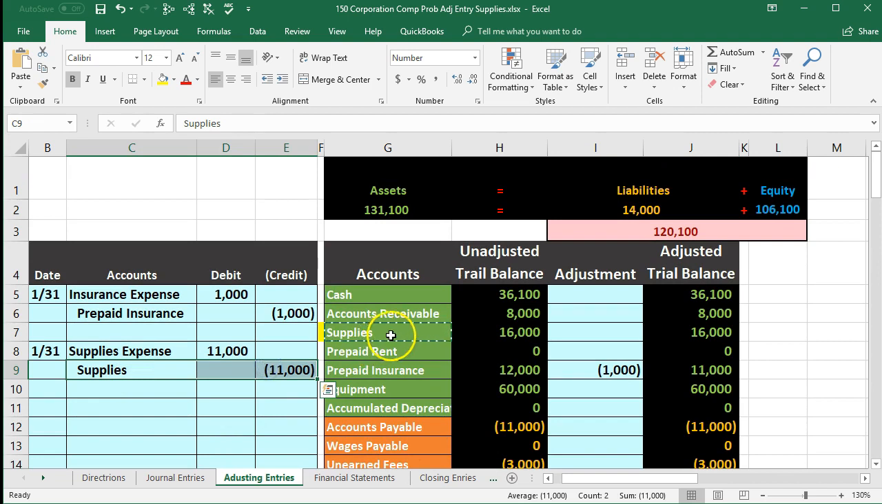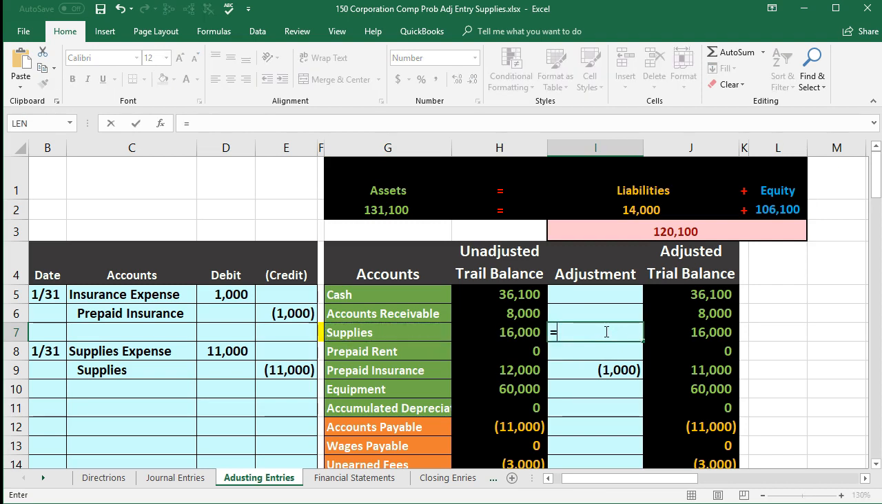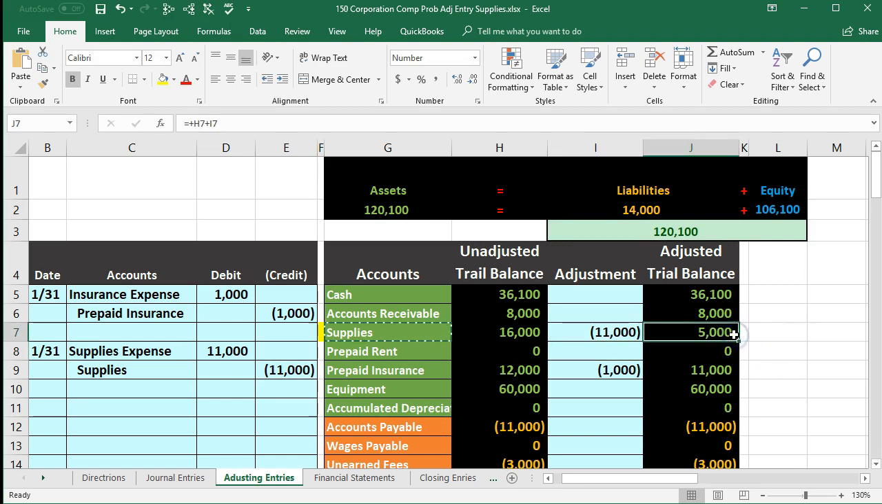Here it is on the journal entry. Here it is on the trial balance. We want to be in the middle column in I7 where we will say or do equals, and then point to this 11,000. The 16,000 going down by the 11,000 credit, the opposite thing to it, bringing the balance from 16,000 to 5,000. That's what we want to happen.